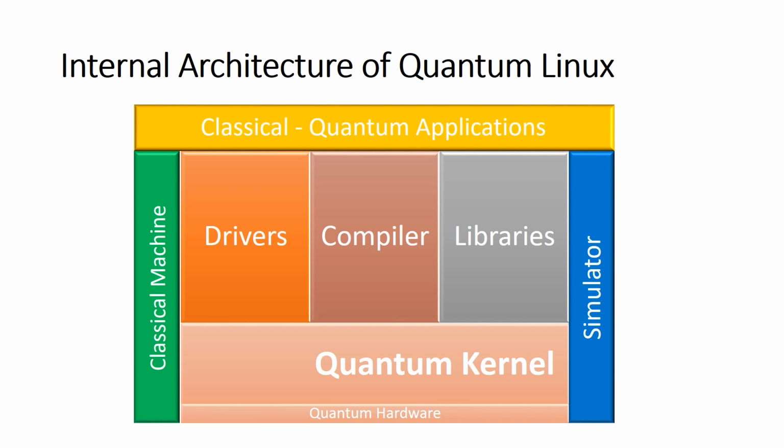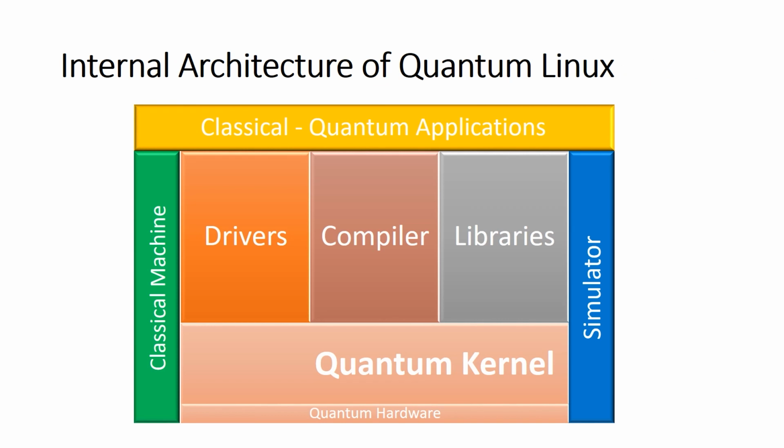At the bottom of Quantum Linux's internal architecture, we have the quantum hardware, which includes the physical quantum processors, qubits, and supporting infrastructure. These are the physical devices that perform quantum computations.